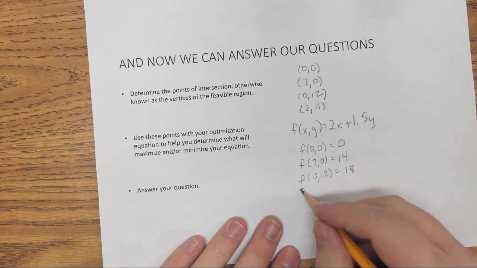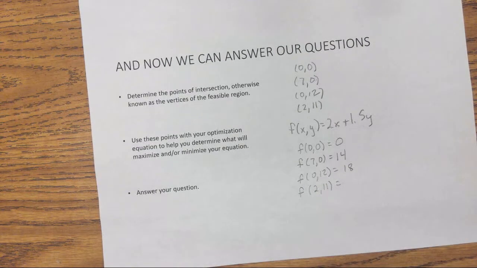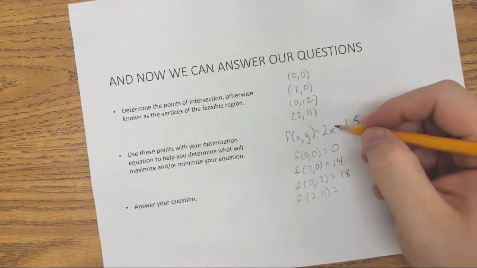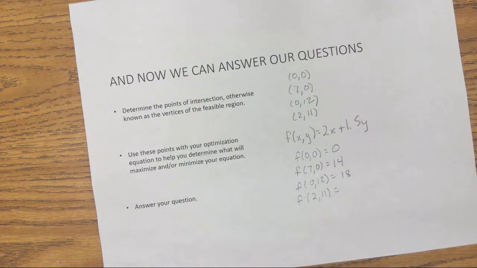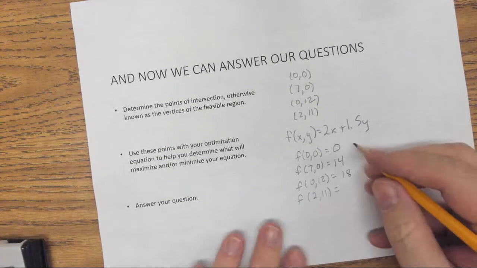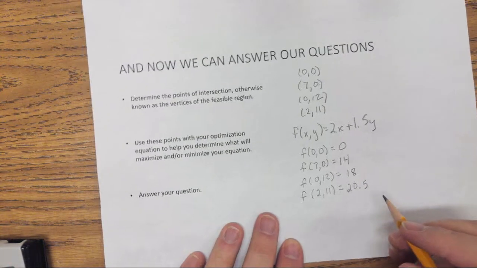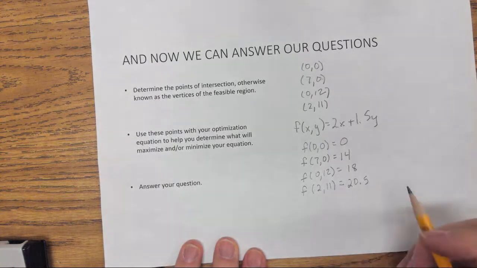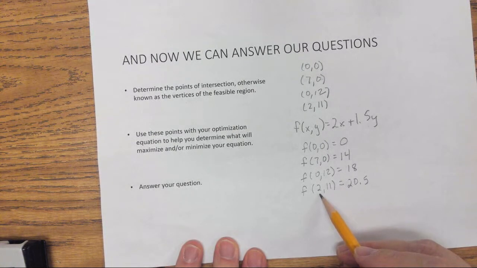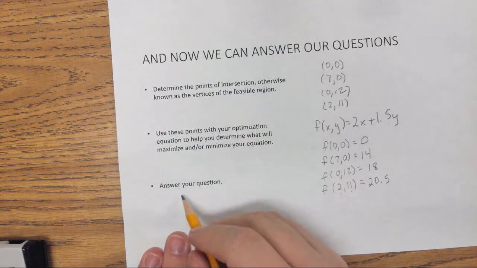And lastly, we'll do f of 2, 11. That's going to be 4 for this. 1.5 times 11 is 16.5. So add those together, that's going to be 20.5. We're looking to maximize our profits. Well, this one, selling 2 pants and 11 jackets, is going to give us a profit of 20.5.